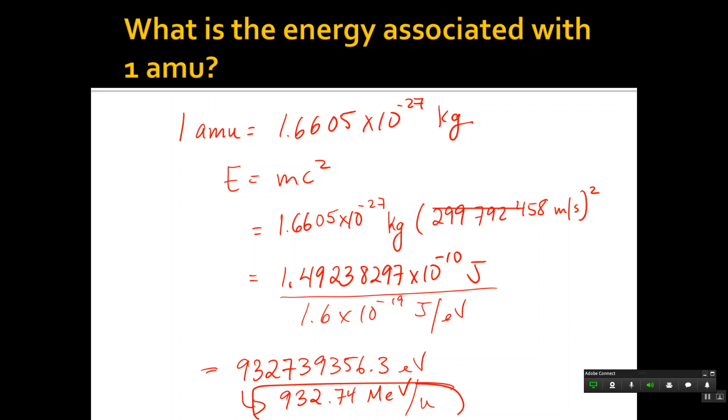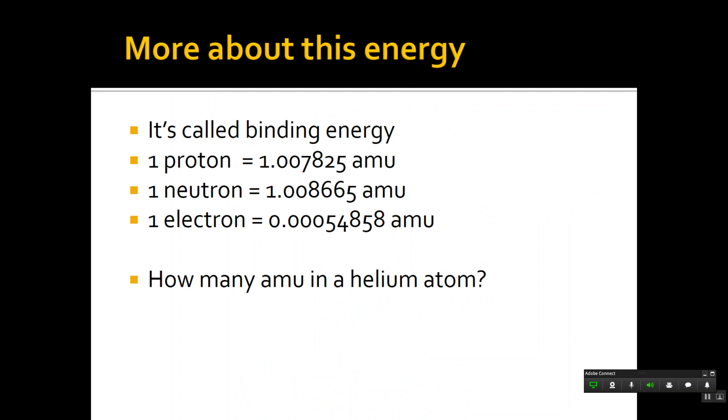All right. So the energy associated that we just calculated, we call that the binding energy. There's a bunch of other terms for it, but we're going to refer to it as the binding energy. And it's important to know that one proton is exactly this amount of atomic mass unit, one neutron is exactly this amount, and one electron, this much atomic mass. If I had a single helium atom, what would its binding energy be?